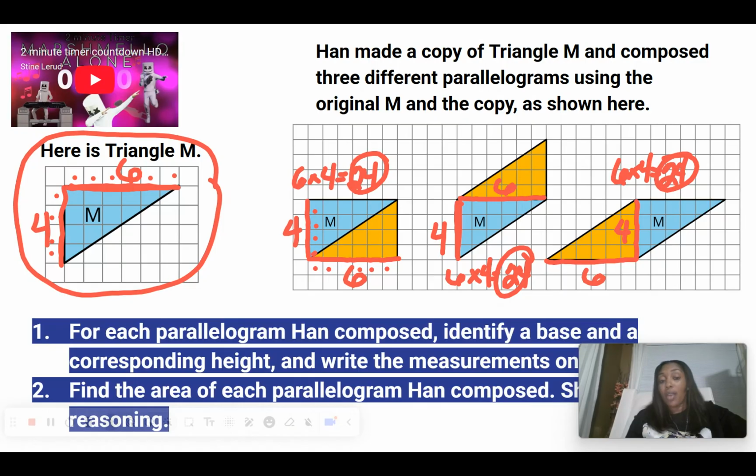So if I just want the area of just the triangle, well, I can take that total area of 24 and split it in half. And so if the entire parallelogram is 24, then each of the triangles would have to be half of 24, which is 12. So the parallelogram has an area of 24, and the triangle has an area that's half of that, which means that the triangles have an area of 12. So a triangle is half the area of a parallelogram.